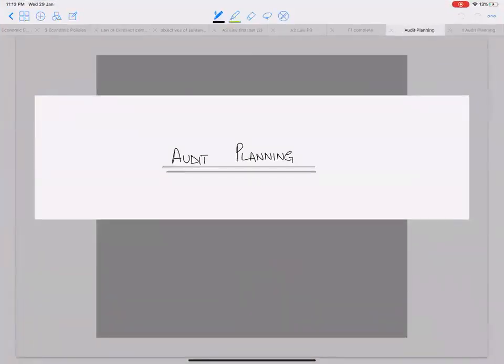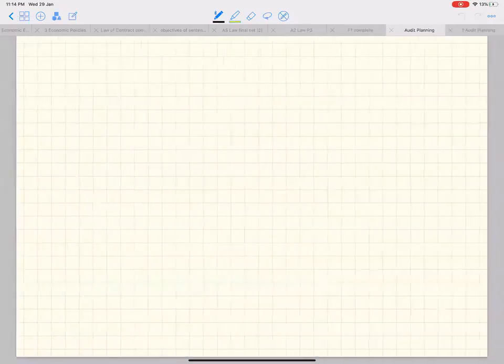In the last class, we were discussing the orientation session. We discussed the course outline and how the course will proceed. So today we are starting with our first topic, audit planning. And I hope that you all are motivated and committed to work hard from the very start. Okay. So we are starting with our first topic.